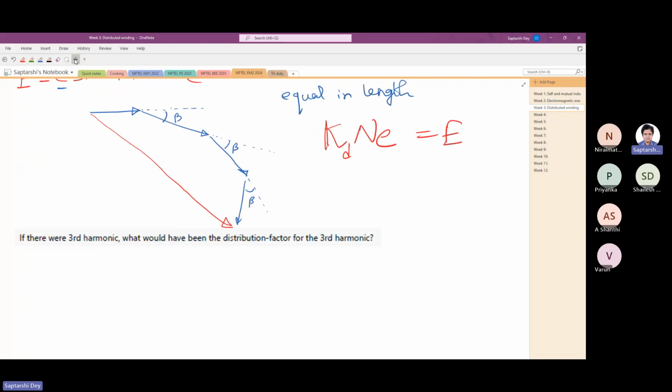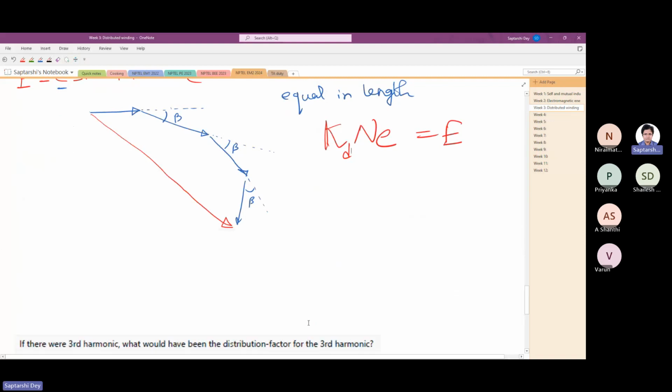Now you can have some geometrical calculation here. It's shown in the lecture. I'm not going through it. What you will get is KD comes out to be sine n beta by 2 by n sine beta by 2, where n is the slots per pole per phase, SPP.